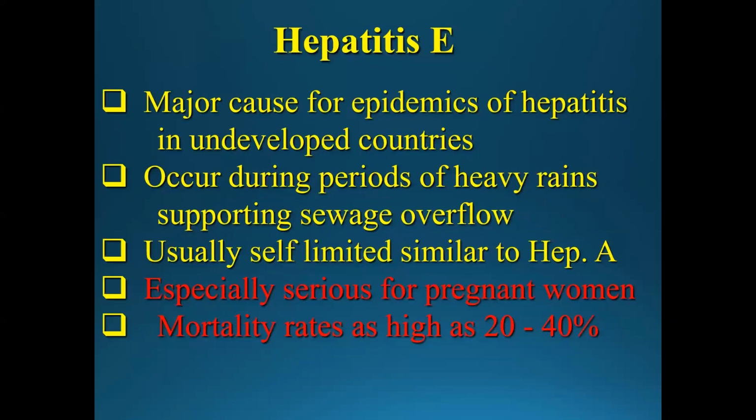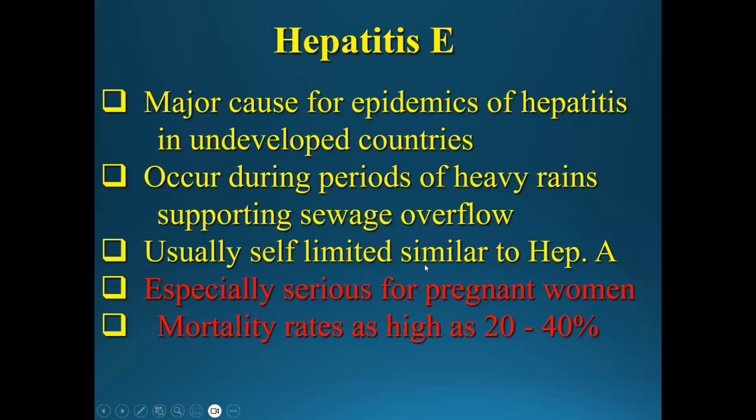Now we're actually going to discuss hepatitis E, very similar to hepatitis A, but it does have a little bit of kinks, if you will. It is a major cause of epidemics of hepatitis in undeveloped countries, especially India, which is a great example of that. And it occurs usually during periods of heavy rain and monsoons, which results in the overflow of sewage. So it's associated also with the fecal oral route, in this case on a mass scale.